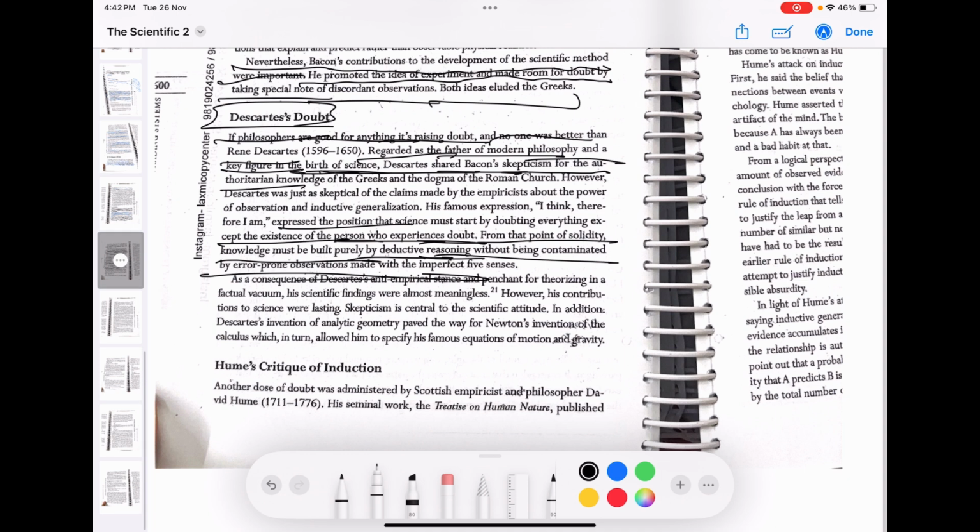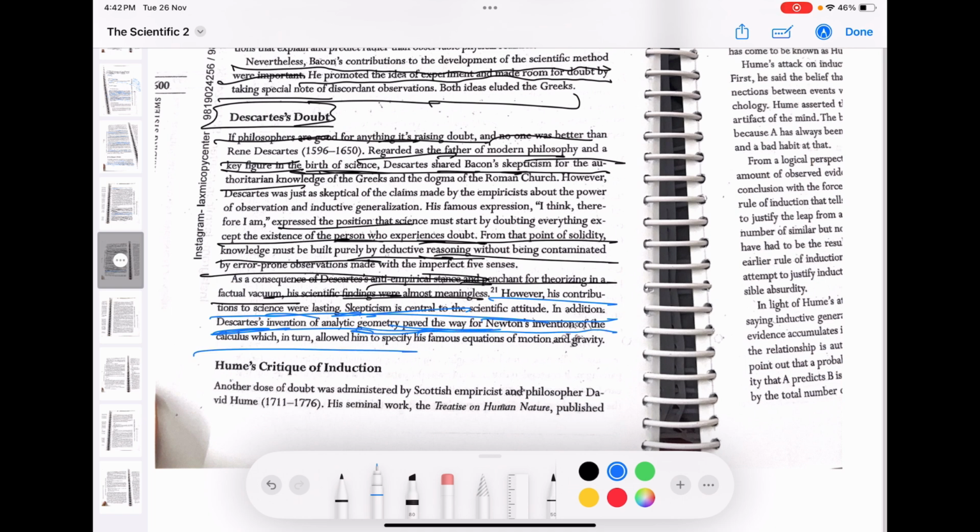As a consequence of Descartes' anti-empirical stance and penchant for theorizing in a factual vacuum, his scientific findings were almost meaningless. However, his contributions to science were lasting. Skepticism is central to the scientific attitude. In addition, Descartes' invention of analytical geometry paved the way for Newton's invention.